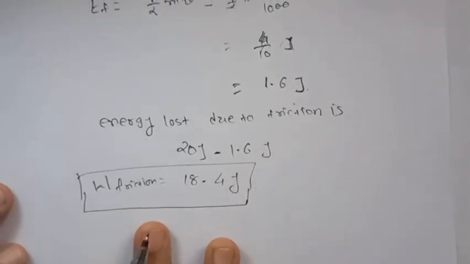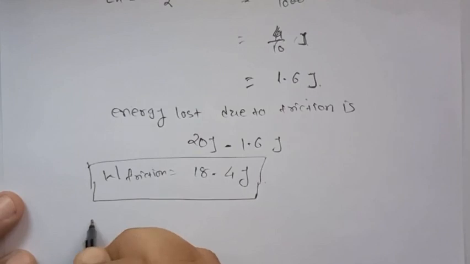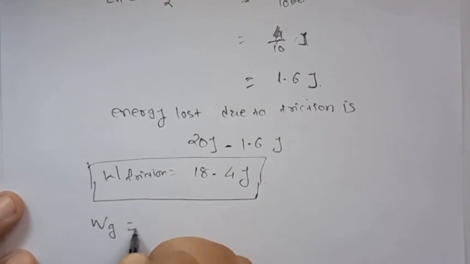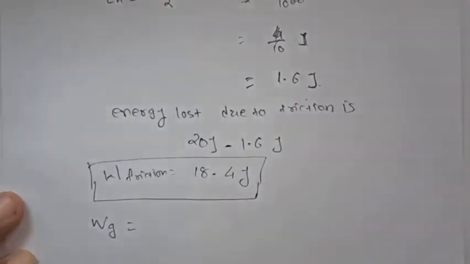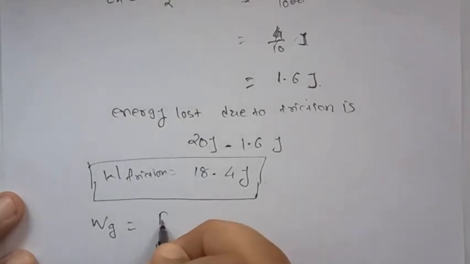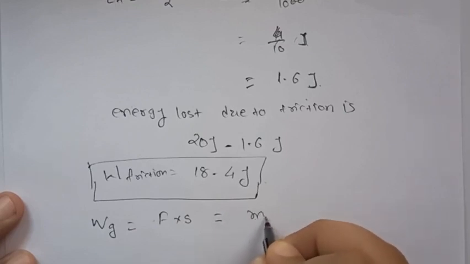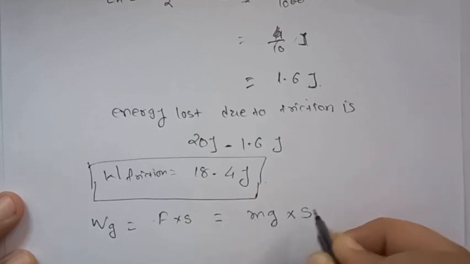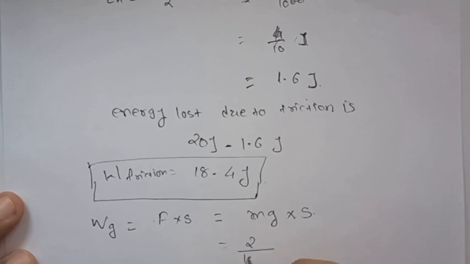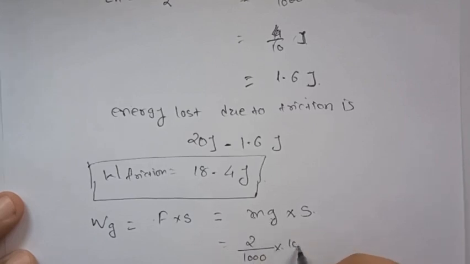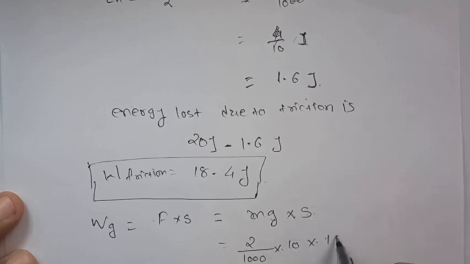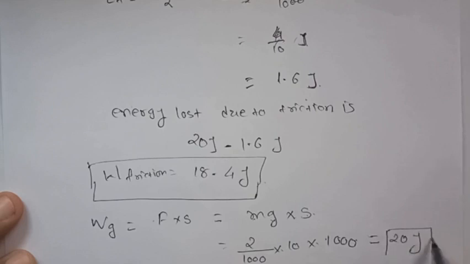Now we want to find the work done by gravitational force. Work done by gravitational force will be force into displacement. The force is mg into displacement. Mass is 2 divided by 1000 into g is 10 into displacement, that is 1 kilometer, that will be 1000 meter. So work done by gravity will be 20 joule.